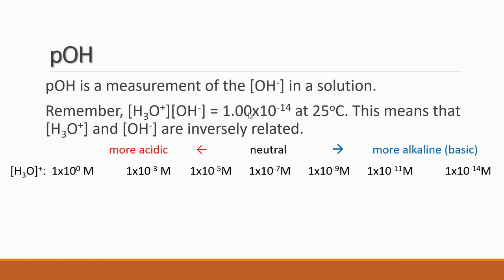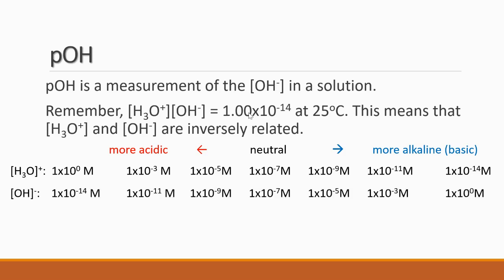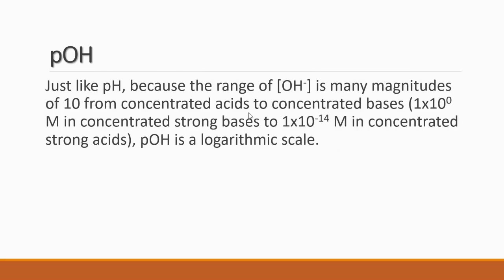So we saw earlier that the hydronium concentration has a range of 1 times 10 to the 0 for more acidic solutions and 1 times 10 to the negative 14 for more basic solutions. The hydroxide concentration is exactly the opposite. 1 times 10 to the negative 14 for more acidic solutions to 1 times 10 to the 0 for more alkaline solutions. So the pH goes from 0 to 14 from acid to base, and the pOH scale is exactly the opposite, 14 to 0 for acid to basic. So the equation for the pOH scale is just like the pH equation, but it's going to be the negative log of the hydroxide concentration.